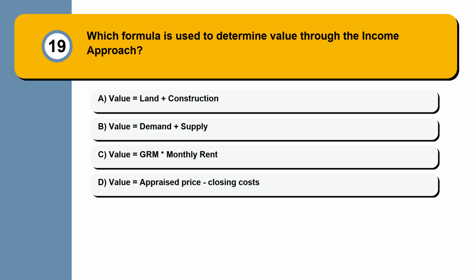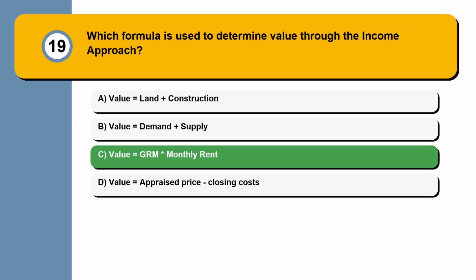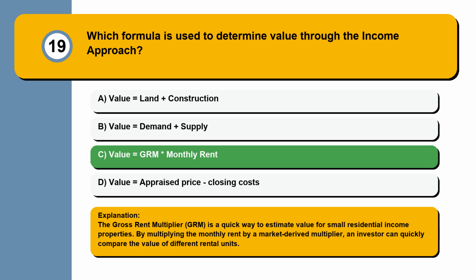Question 19. Which formula is used to determine value through the income approach? Value equals land plus construction. Value equals demand plus supply. Value equals GRM times monthly rent. Value equals appraised price minus closing costs. The gross rent multiplier, GRM, is a quick way to estimate value for small residential income properties. By multiplying the monthly rent by a market-derived multiplier, an investor can quickly compare the value of different rental units.